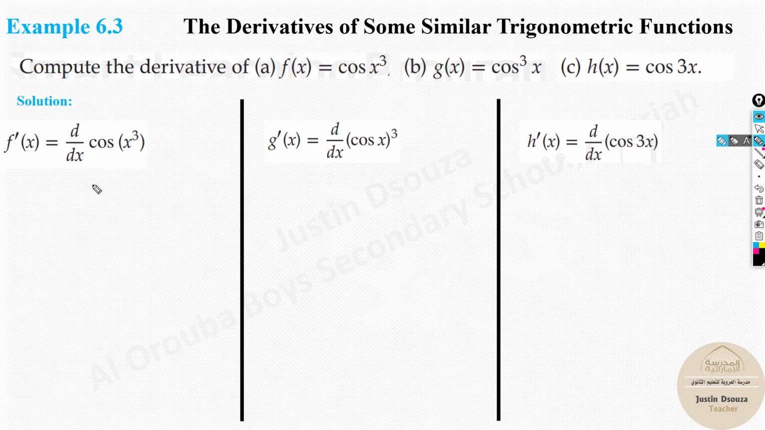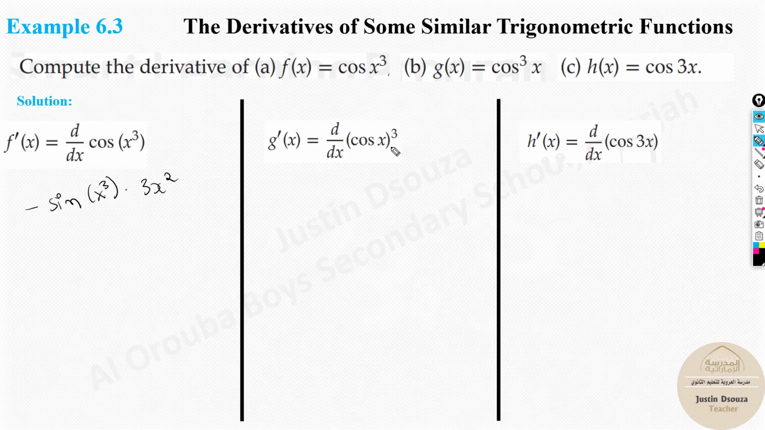Okay, now we will solve over here. So over here, the outer function is cos, this is the inner function. Solve it, chain rule over here. It will be minus sine x cube over here, multiplied with the derivative of the inner function, that will be 3x squared. That's it, that's the answer.